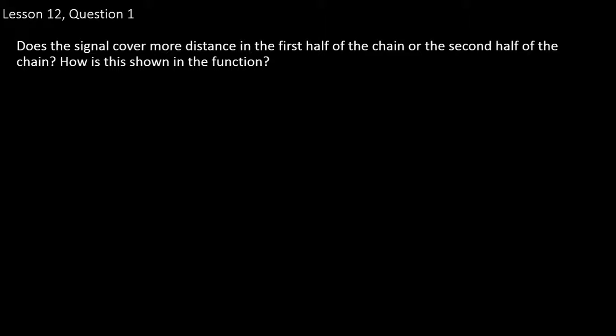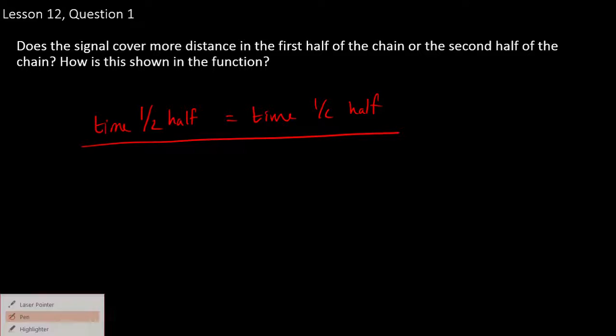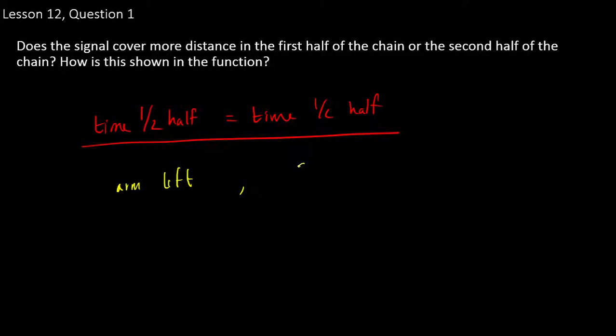Lesson 12. Does the signal cover more distance in the first half of the chain or the second half of the chain? We know that the time for the first half is equal to the time it should take in the second half. That information isn't really important here, but it's worth keeping in mind. Now, the first half of people had an arm span of 6 feet, and the second half had an arm span of 5.5 feet.